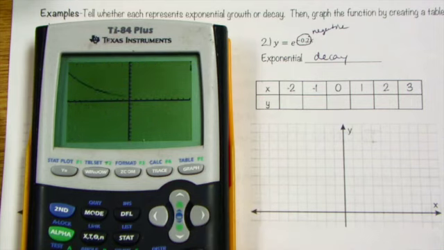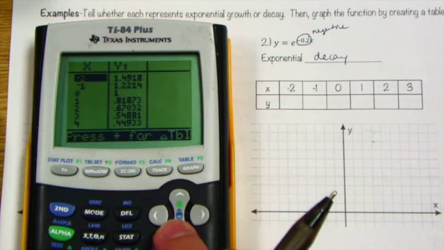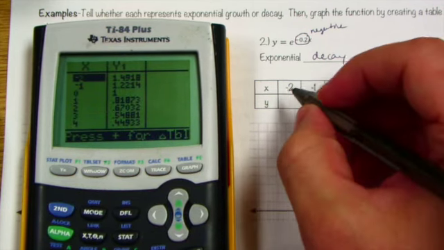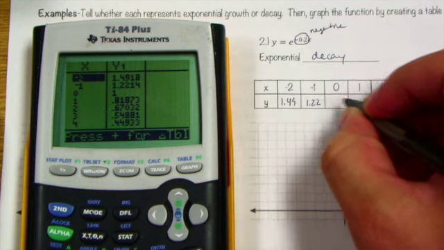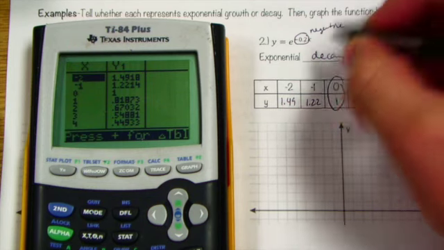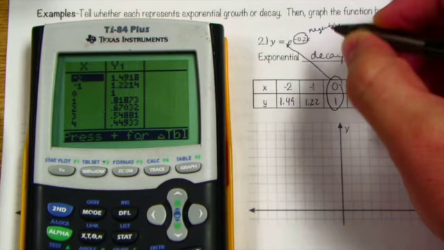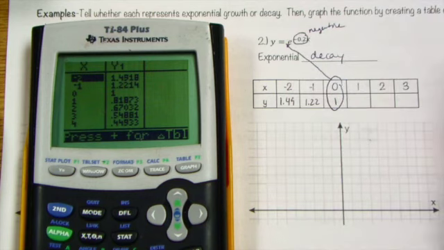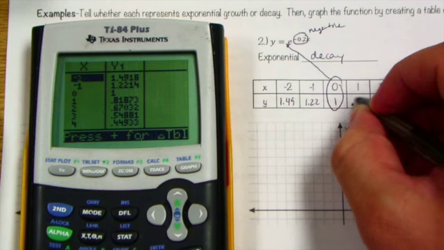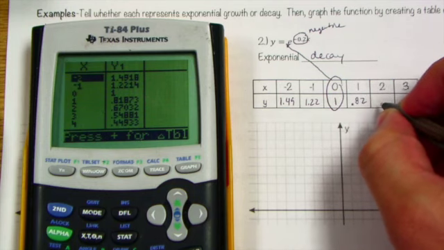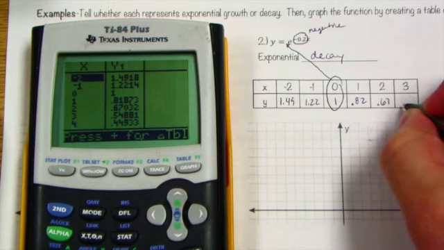Graph this so you can just see it. Looks like it's going down. It is an exponential decay problem, so that should go down. And then we look at the table for our values. So negative 2 for this one is 1.49. Negative 1 is 1.22. 0 is 1, which is what we expect. It is the initial value. Though we can't see it in front of the e here, it is assumed to be 1. 1 is 0.82. 2 is 0.67. And 3 is 0.55.